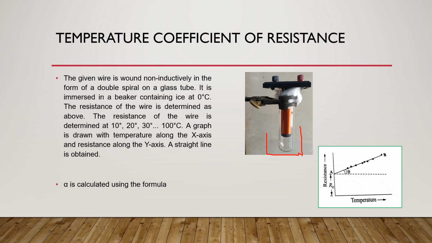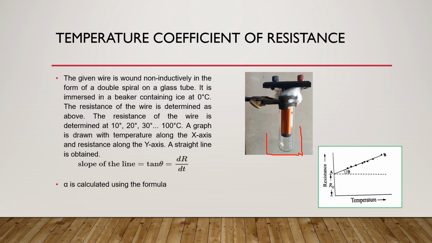Now, the coil is removed and kept in a water bath and it is heated. Now the resistance of the wire is determined at various temperatures from 30 degree to 100 degree centigrade in steps of 10 degree. Now a graph is drawn with temperature along the x-axis and resistance along the y-axis. A straight line is obtained.